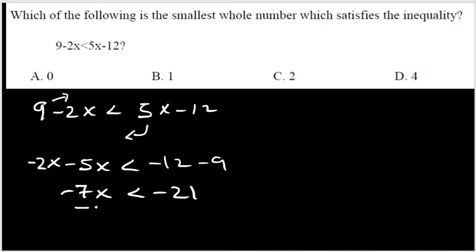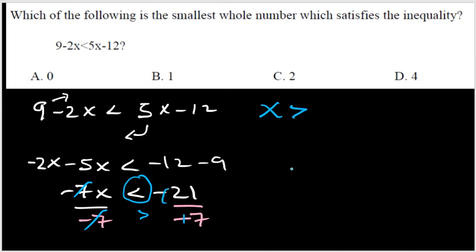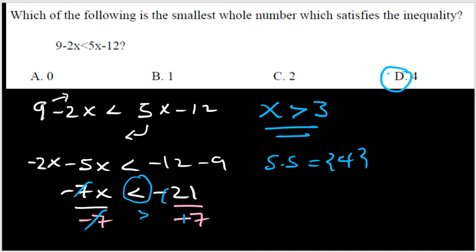Then I'm going to divide by negative 7 both sides. But this time, remember, the inequality sign will change because I'm dividing by a negative. So the less than will be greater than. So here, negative 7 will cancel, and x is greater than, cancel the negative, and 21 divided by 7 will be 3. But we are asked what is the smallest whole number which is greater than 3. Our solution set will be 4. The smallest whole number greater than 3 is 4. So the answer must be D.